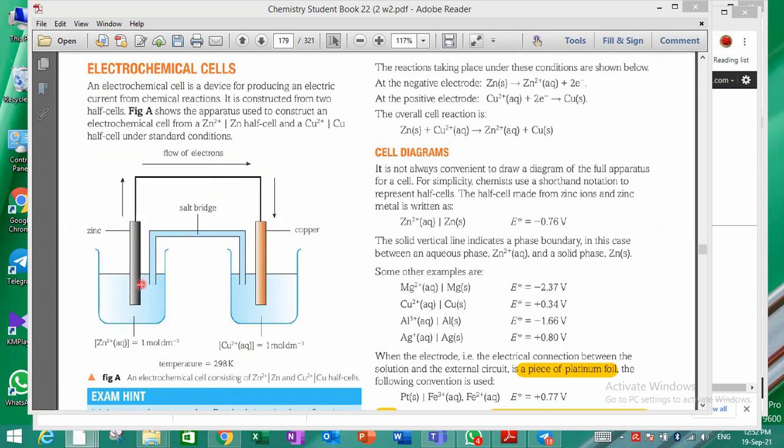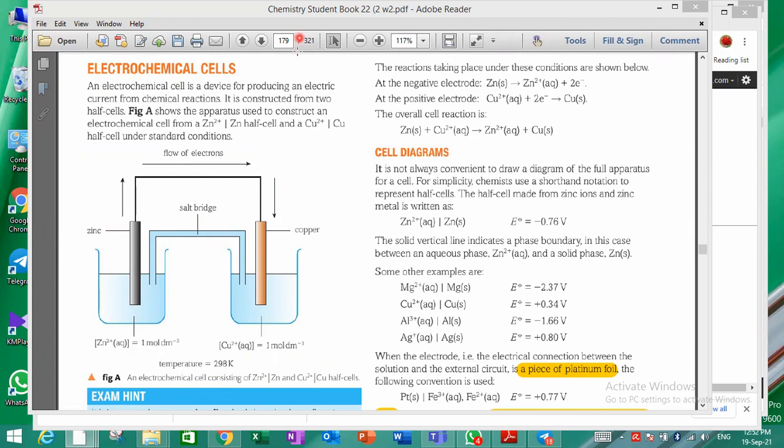And we connect the two solutions using the salt bridge, which contains a saturated solution of potassium nitrate, so that ions can move between these two solutions. And we connect these two electrodes using a wire.